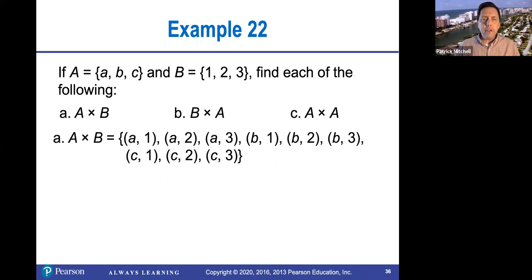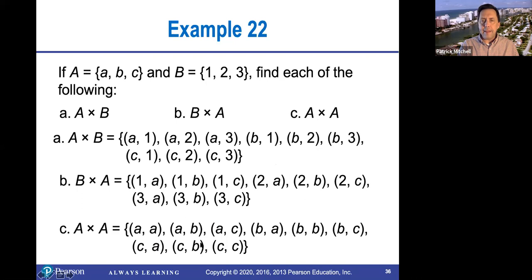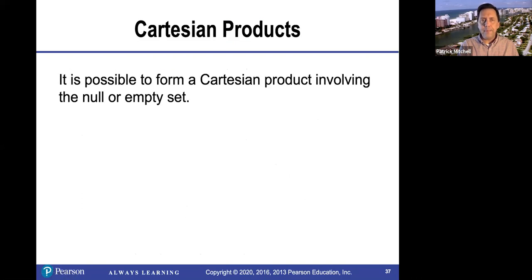So here are the pairs that belong to A cross B. Notice there are 9 of them. Here are the pairs that belong to B cross A. And then finally, it does make perfect sense to take the Cartesian product of a set with itself. And that would look like this. So it also has 9 ordered pairs in it.